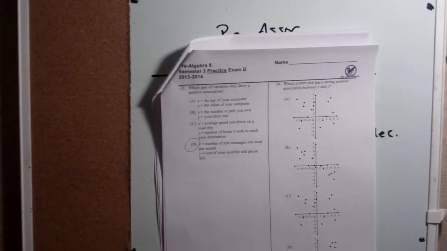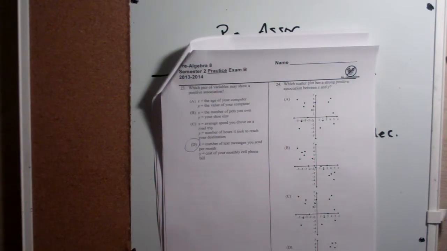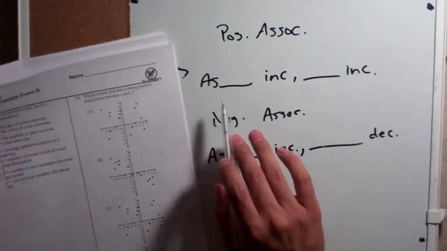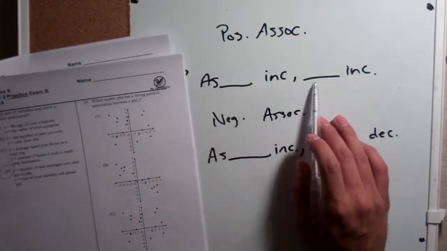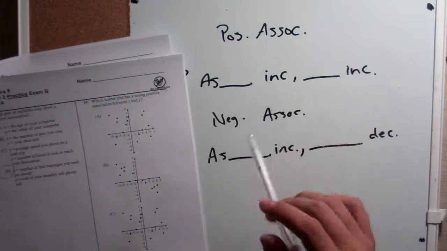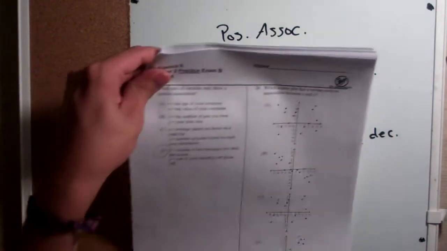The reason, just reading this, is the number of text messages and the cost of your monthly cellular bill. As the number of text messages increases, the cost of your bill increases. And that makes sense, right? Because the more text messages I send, the more I'll be paying on my plan. So D is the correct answer for this.